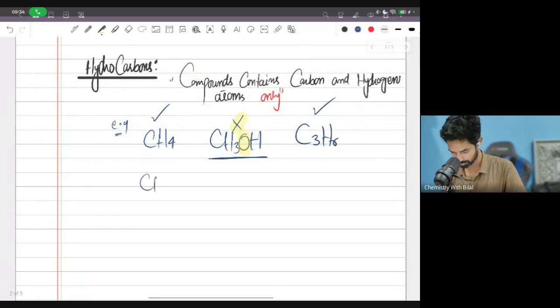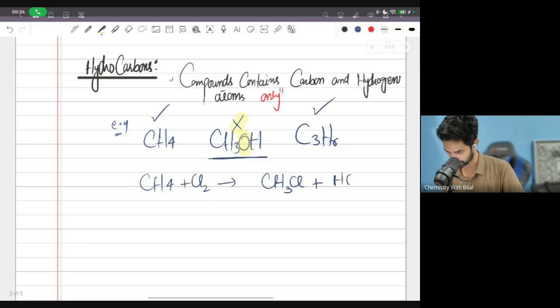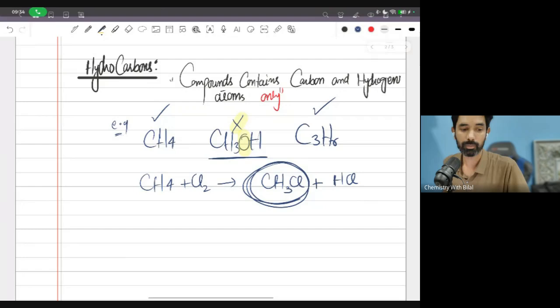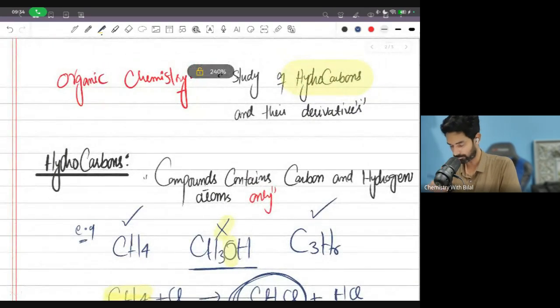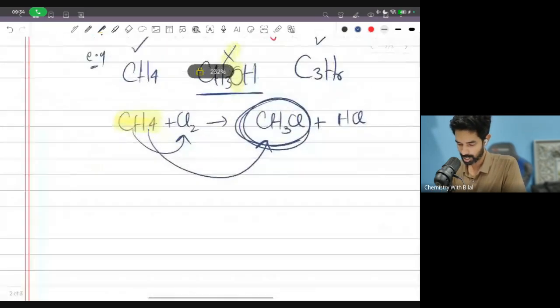Now, for example, we have CH4 and we reacted it with Cl2, chlorine. It replaces one of the hydrogens, and you got HCl as the other product. Now this is not a hydrocarbon. Is this a hydrocarbon? No, because it contains an atom other than hydrogen and carbon, which is chlorine. But this is a derivative of a hydrocarbon because it was made from a hydrocarbon. So a hydrocarbon reacts with something to form a compound which is called a derivative of it. So what is organic chemistry? It is the study of hydrocarbons and their derivatives. Correct?